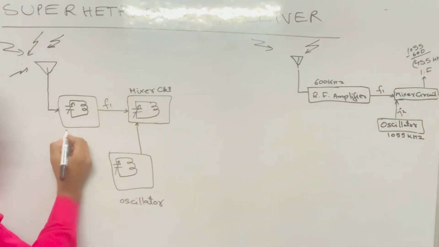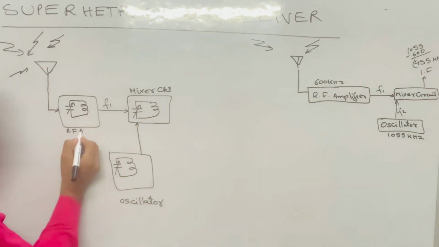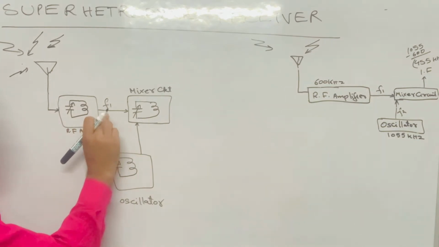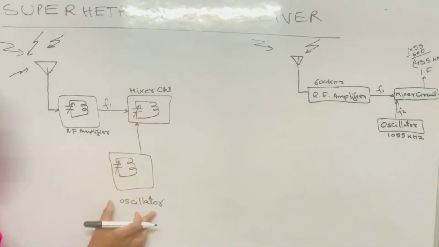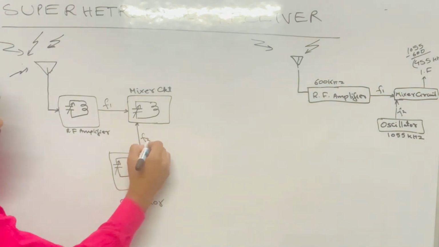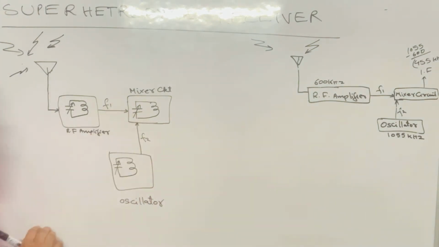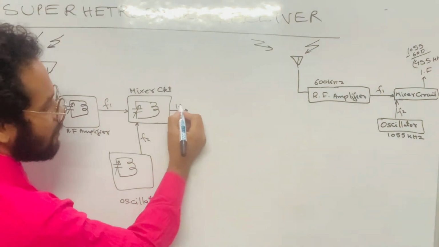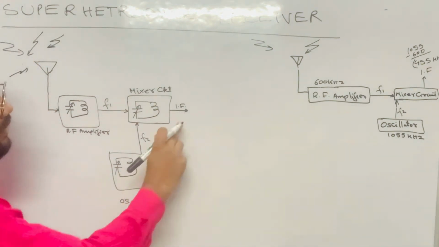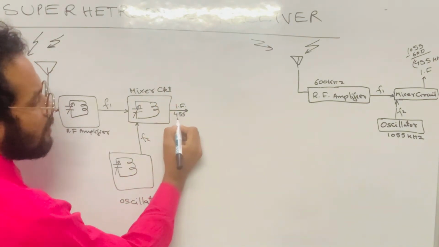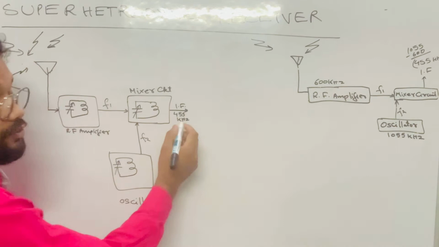This is the RF amplifier. Friends, from the RF amplifier, F1, that is the frequency, is given to the mixer circuit. From the local oscillator, the frequency, suppose that is F2, is given to the mixer circuit. So now what do we get? We get the IF, that is the intermediate frequency. That intermediate frequency is 455 kilohertz. That's what we have studied.